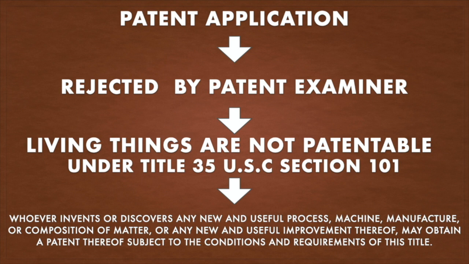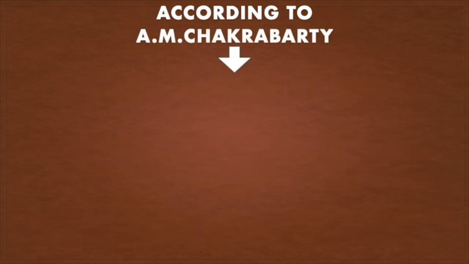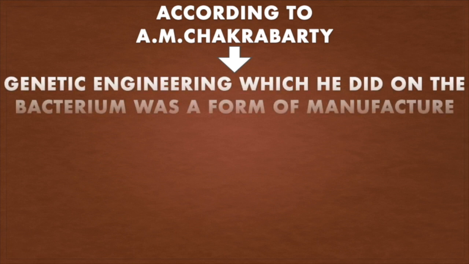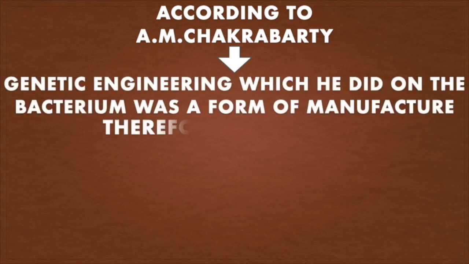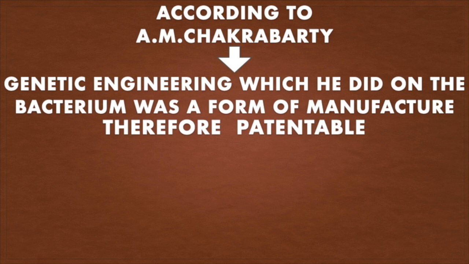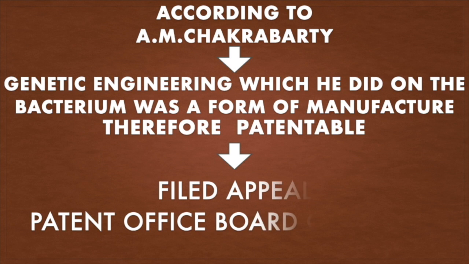But Anand Mohan Chakrabarty, since he invented it, says that the genetic engineering which he performed on that bacterium was a form of manufacture and therefore patentable. He is saying there is some change which he did. He manufactured a new bacteria. It is not something which is already there. So the engineering which he did was a form of manufacture. Therefore, it is capable of getting patent. Stating that, he filed an appeal before the Patent Office Board of Appeals.